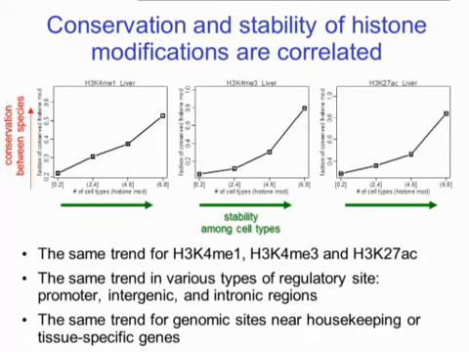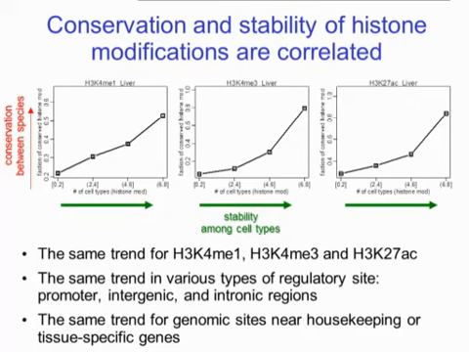For stability, as I said, we use different cell types. Here we have 8 kinds of cell types, and this means that this modification is found in 7 or 8 cell types. So we group them together and have 4 bins. This axis is the number of cell types, what we call stability among cell types, and this is the evolutionary conservation.